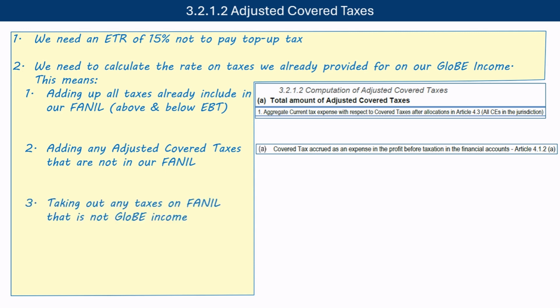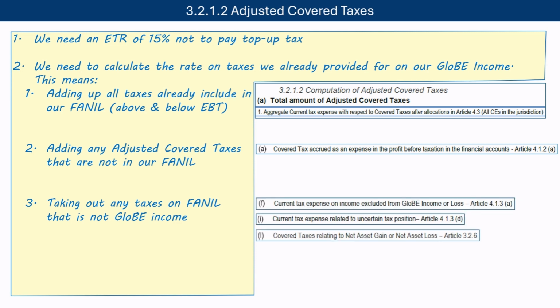Then you need to take out any taxes in your financial accounts which are not part of your GloBE income. And there's quite a few here. You can see, first of all, you take out the current tax expense on income which is excluded from your GloBE income. If it's not GloBE income, then the tax doesn't apply either. Otherwise, you overstate your effective tax rate. You take out the current tax expense related to uncertain tax positions, because GloBE rules say we don't take uncertain tax positions into account because you can manipulate them too easily, right?